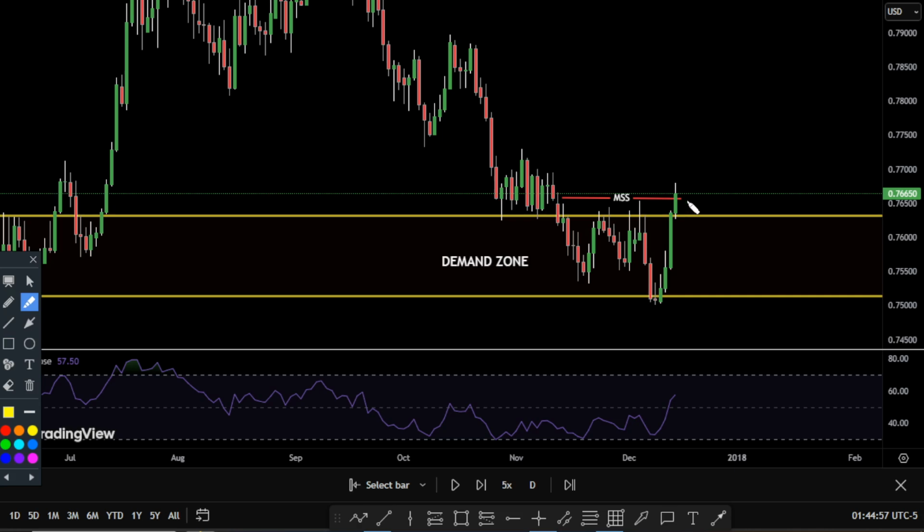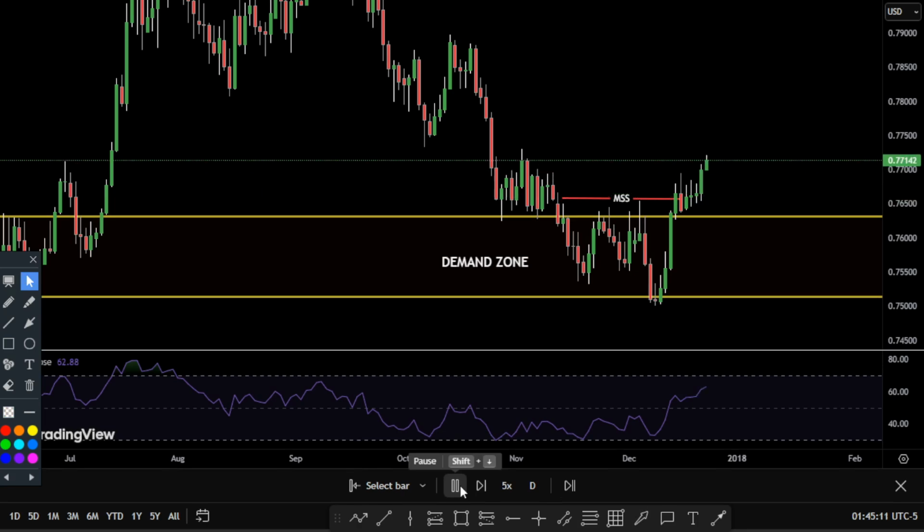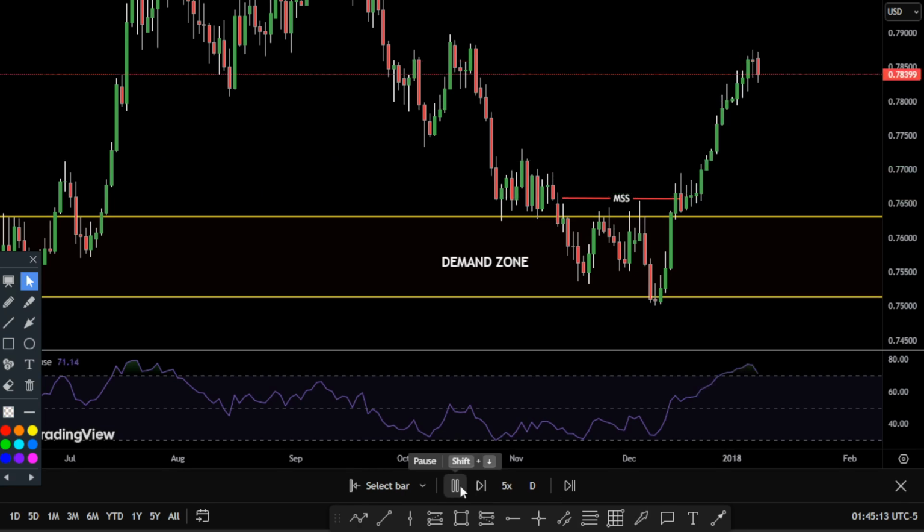This weakness in sellers is also confirmed by the market structure shift. The bulls have taken control, bringing an end to the short-term downtrend. You can see the RSI divergence and the market structure shift at a key demand zone, which led to the market reversing to the upside.